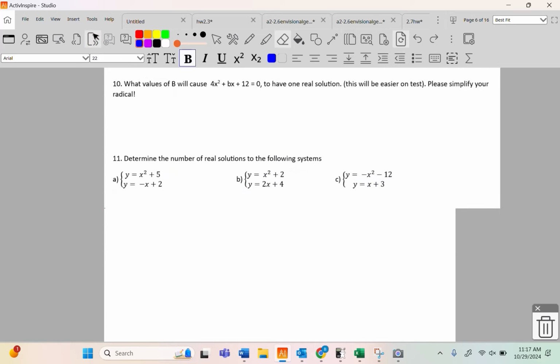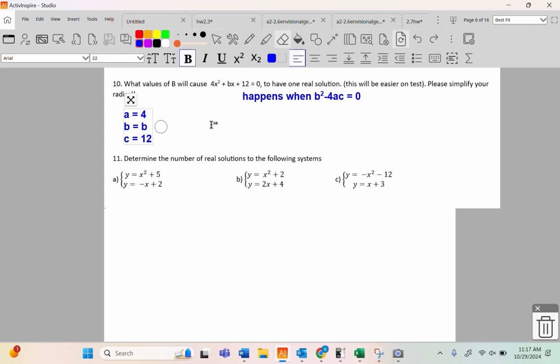What values of b will cause 4x squared plus bx plus 12 equals 0 to have one real solution? First off, it's going to be easier on the test because the numbers are nicer. This is just some made up stuff. This happens when b squared minus 4ac is equal to what? What's it equal to? 0. So for you that don't know, a is 4, b is legit b, because b is found in front of x, and c is 12.